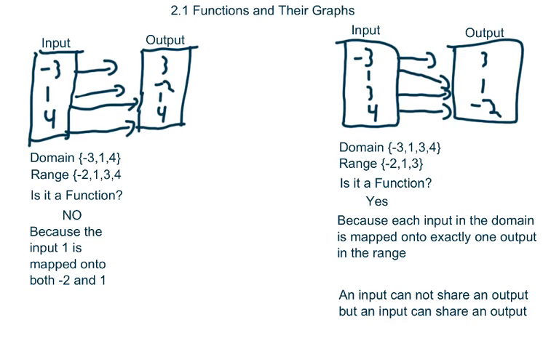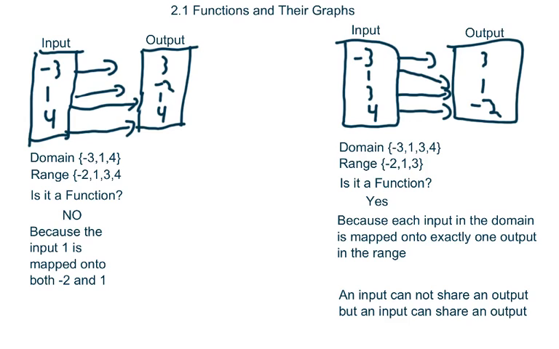2.1 Functions and their graphs. Input is the domain, output is the range. For this example, -3, 1, 4 is the domain and the input. 3, -2, 1, 4 is the output and the range. Is it a function? No, because the input 1 is mapped onto both -2 and 1.